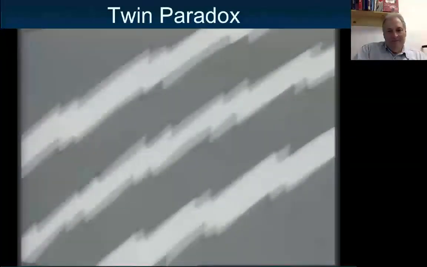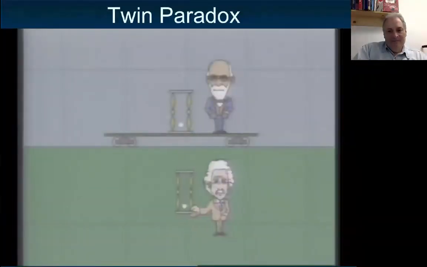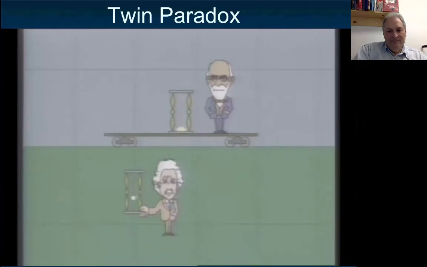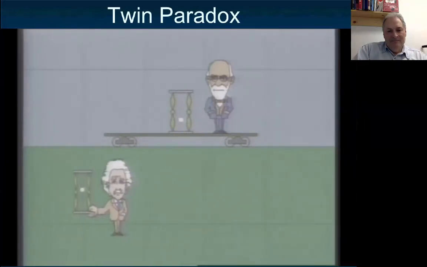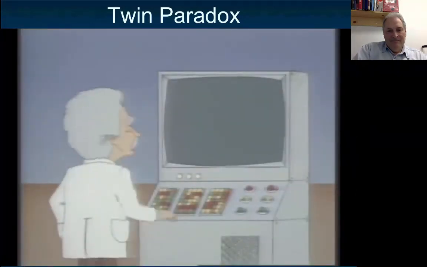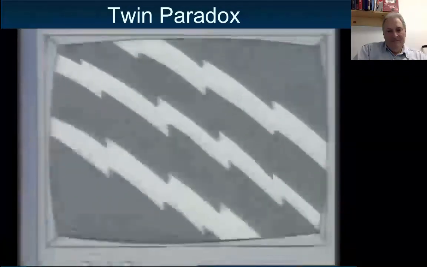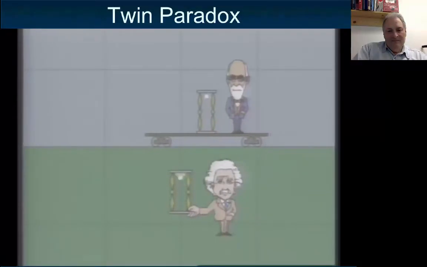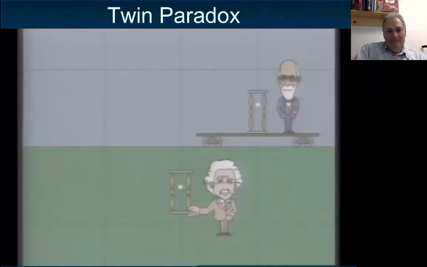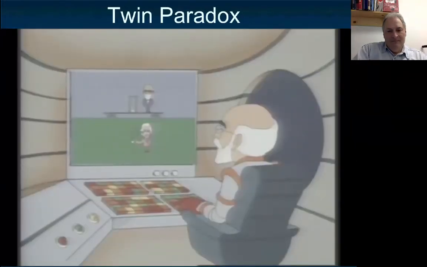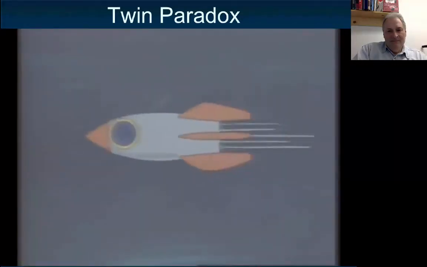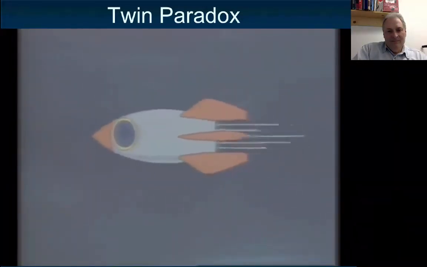If Henry could compare his clock to Albert's clock, he would find Albert's clock running slow. And if Albert could compare his clock to Henry's, he would find Henry's clock running slow. And that spells paradox. How can each one be slower than the other? Fortunately, in the theory of relativity, there's no problem at all.